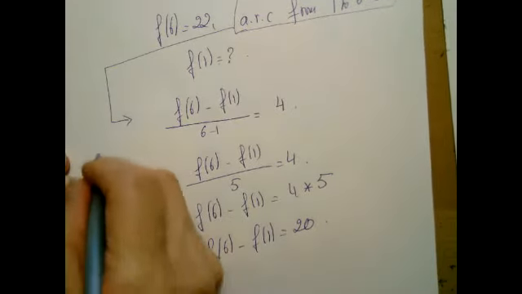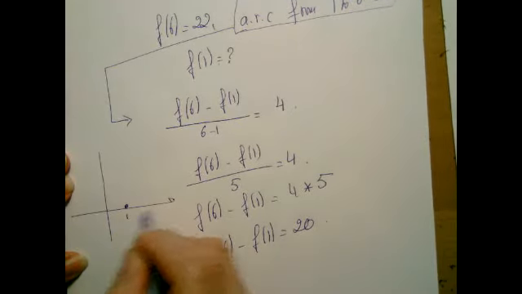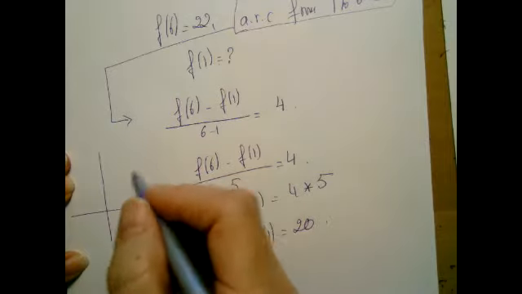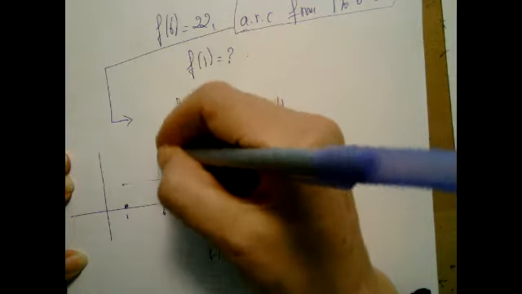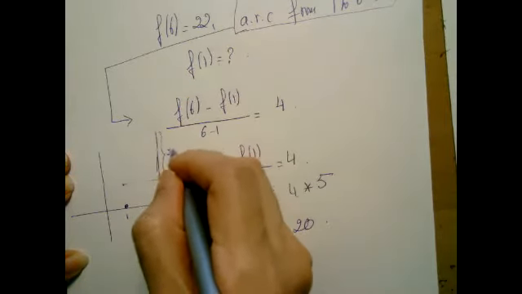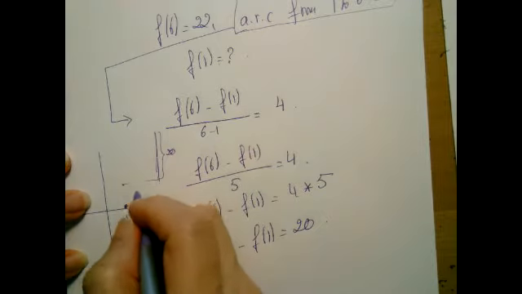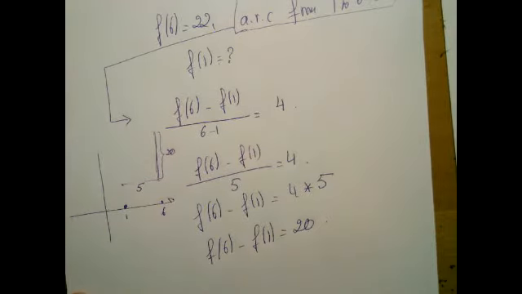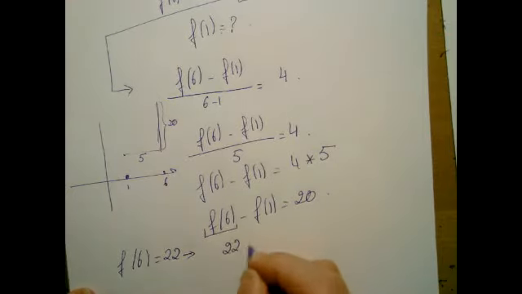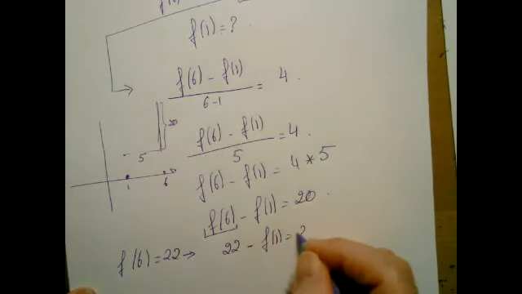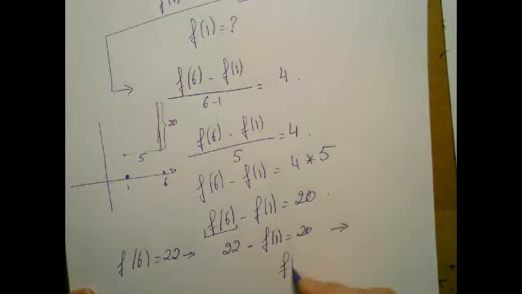As I know, if this is 1 and this is 6, when x goes from 1 to 6, the output is changing by 20. That's f of 6 minus f of 1, and this is the 5 right there. That's really my picture. We know that the output at 6 is 22. So this gives me 22 minus f of 1 is 20. Now I solve for f of 1, and f of 1 is equal to 2.